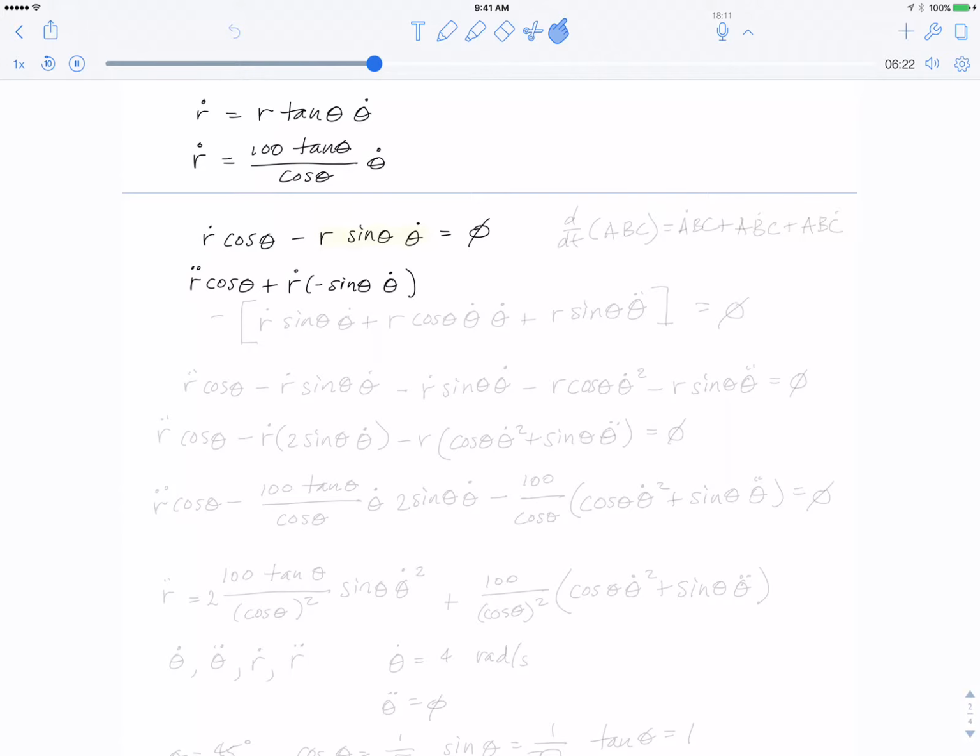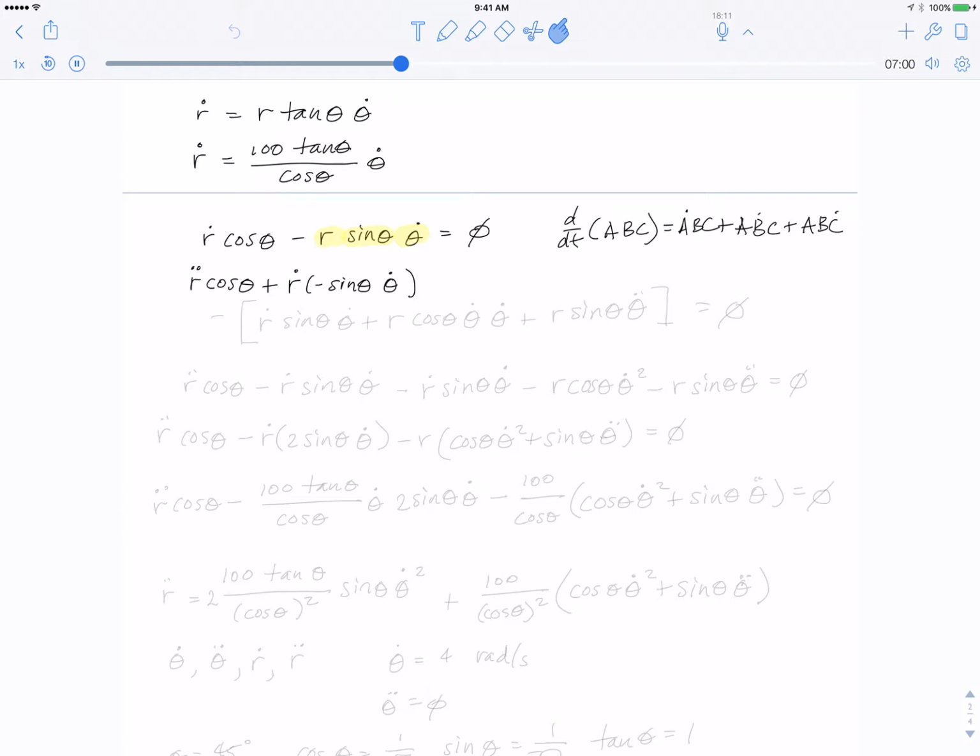As a quick reminder, when you have three things, like here, r sine theta and theta dot, when you take the derivative of a product of three things, d dt of a times b times c, that is the derivative of each one in turn, like this. That's the triple product rule. Okay, so we're going to do that, where a is r, b is sine theta, and c is theta dot.